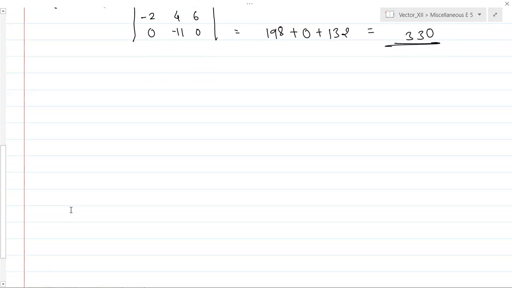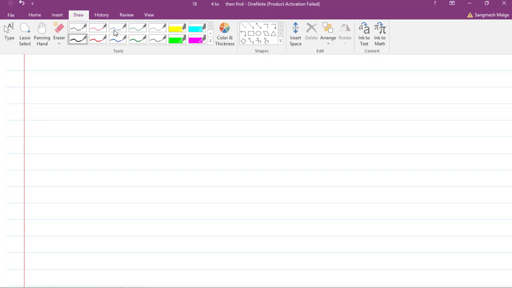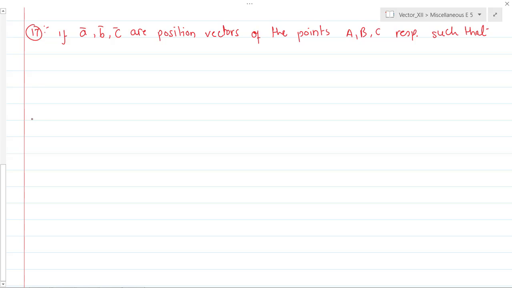So question number 17 is like this. Okay, so let me take the red color. Question number 17: if A bar, B bar, C bar are position vectors of the points A, B and C respectively, such that 3A bar plus 5B bar is equal to 8C bar.